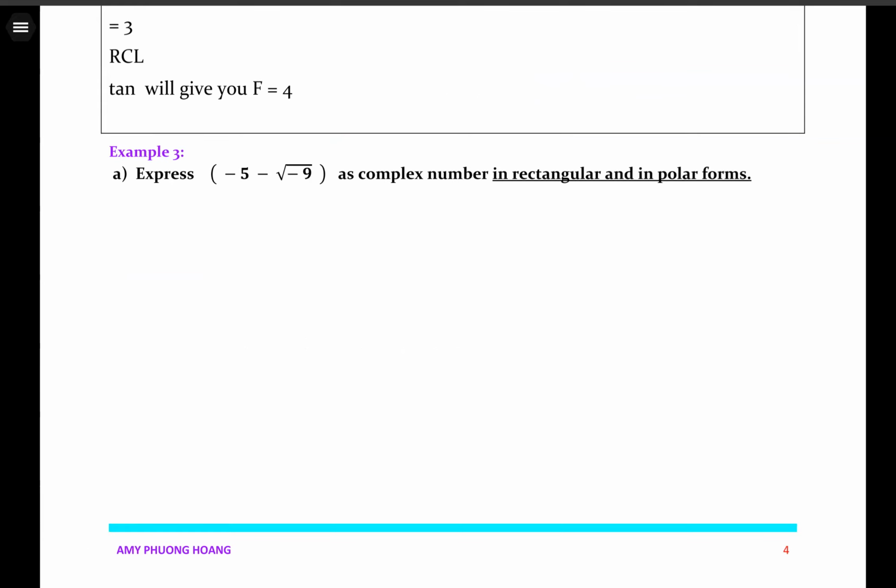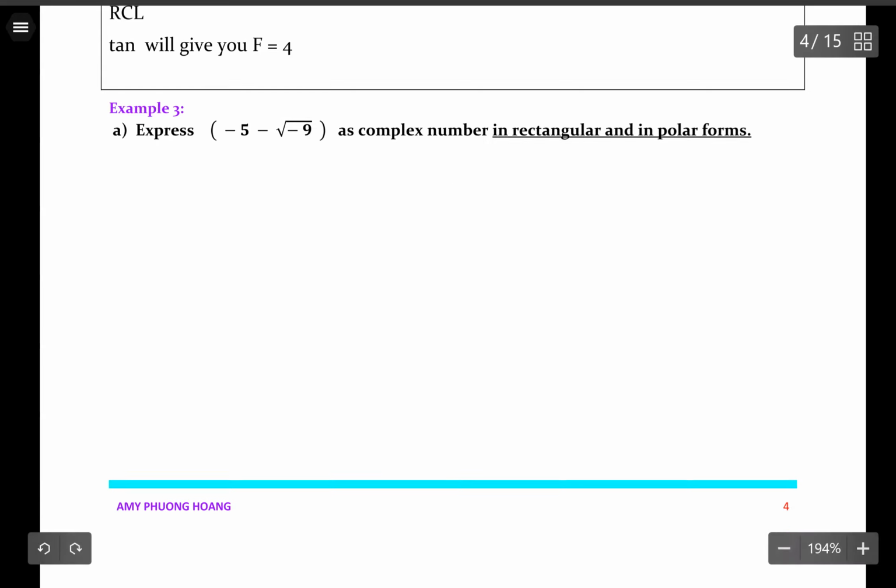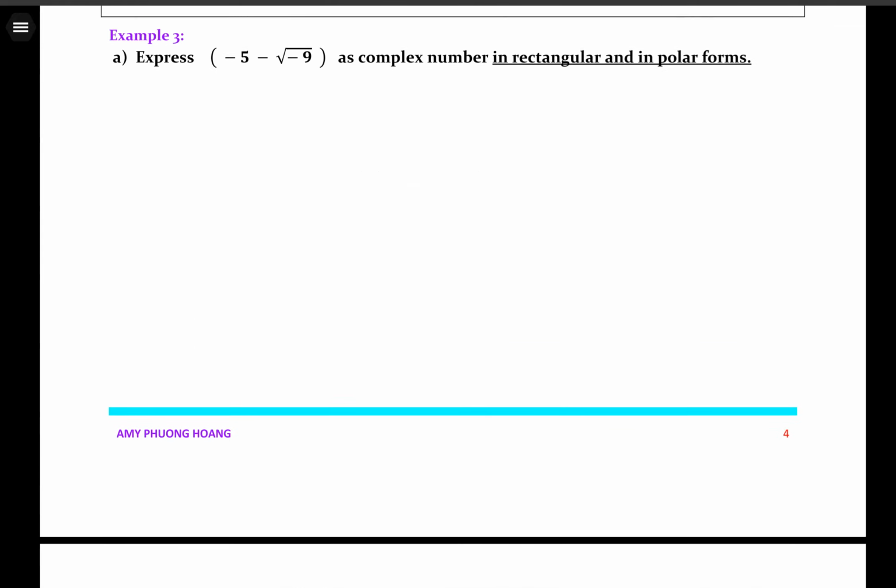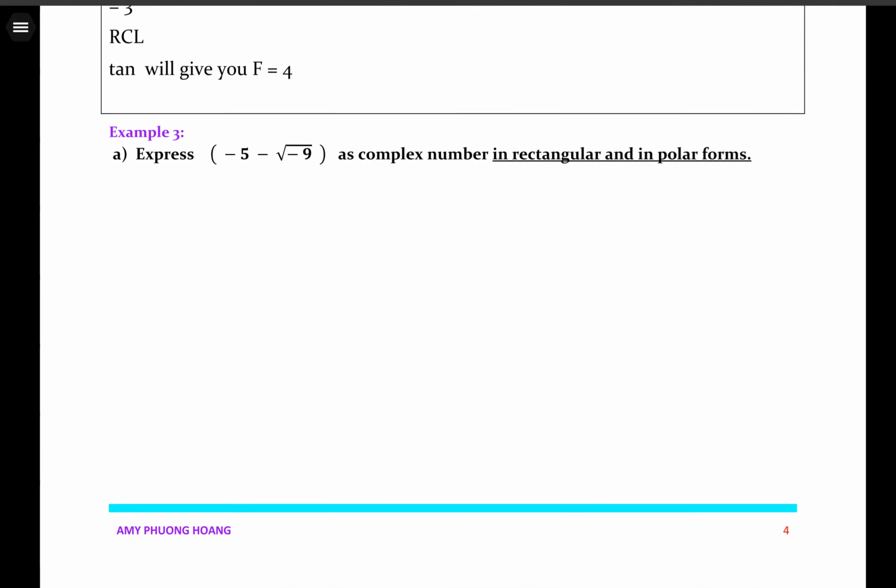In example number 3, I have an expression, and I would like everyone to convert this expression as a complex number in rectangular and in polar form. So in this case, in fact, it's very simple.